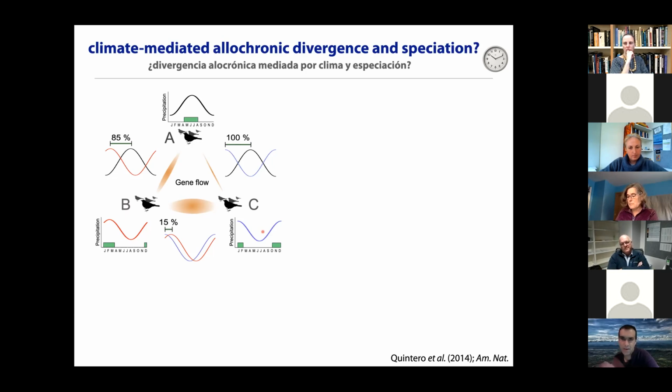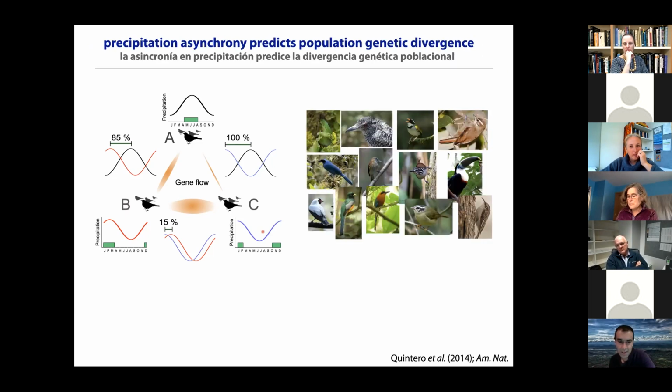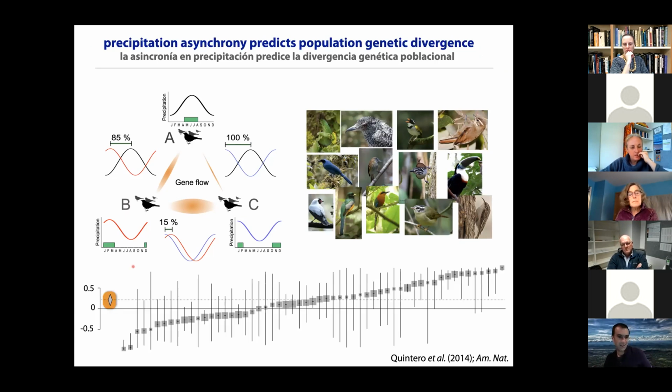And he did this based on a large sample of neotropical birds. And I'm summarizing here a lot of work that he did. So basically these are Mantel coefficients relating asynchrony in precipitation to genetic divergence across a bunch of different species of birds. And to my surprise, he found that there's a significant cross-species effect in a meta-analysis, whereby populations that are more asynchronous in precipitation are more genetically differentiated. So we think, well, maybe there is some evidence that this might lead to genetic divergence.